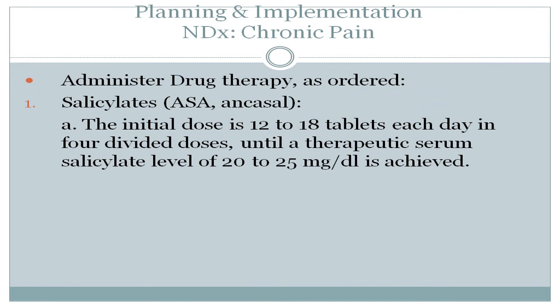So, planning and implementation are nursing diagnosis for chronic pain. We have this person who is going to have chronic pain. We want to administer drug therapy as ordered.